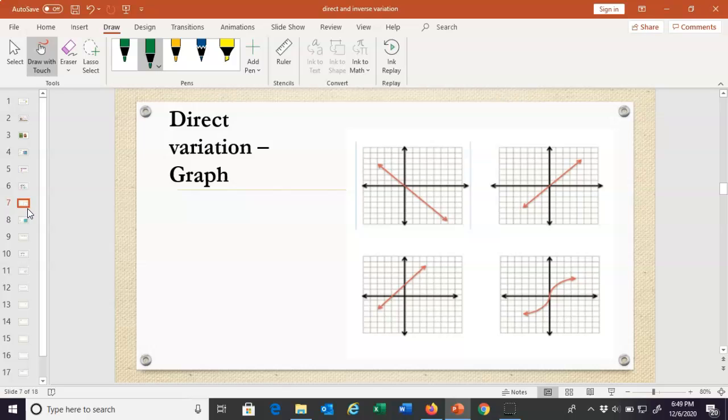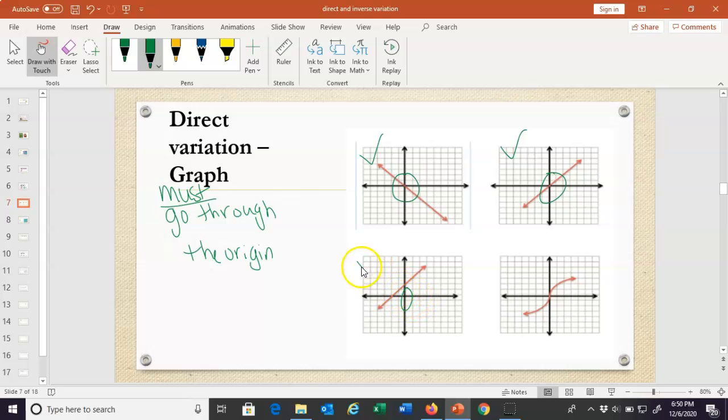So again, let's take a look at some graphs. I know we saw one earlier. But if you look at these 4 graphs, which ones are direct and which ones are not? You can very clearly see immediately. Remember, direct variation must go through the origin, right through 0, 0. It must, or else it's not direct variation, something else. So the first one here, yep, goes through the origin, that is direct variation. Goes through the origin, that is direct variation.